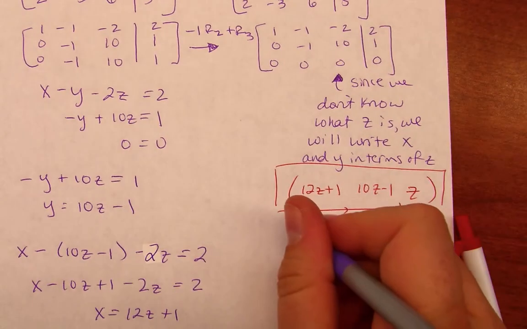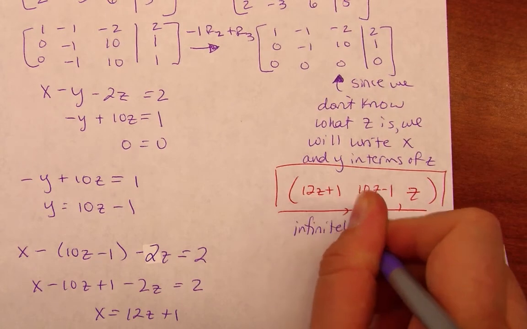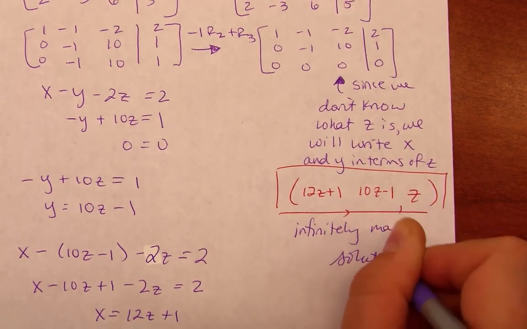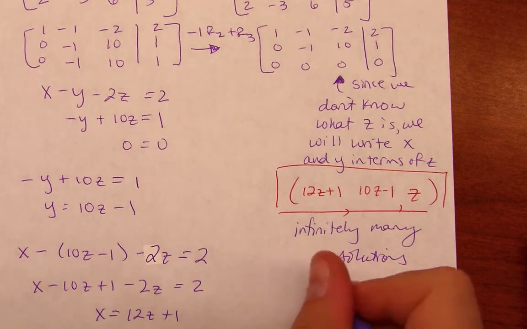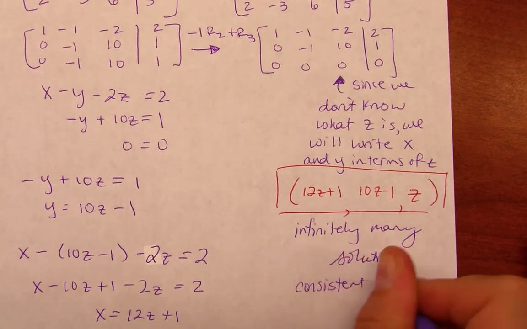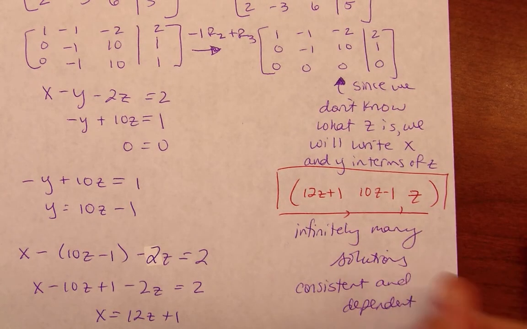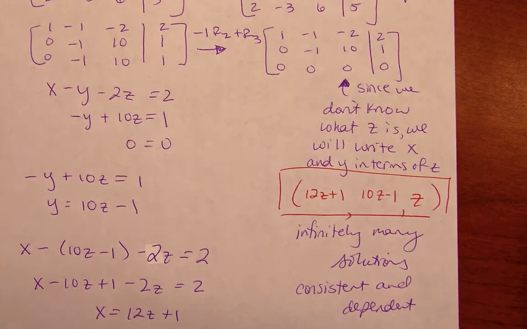And this is infinitely many solutions. If it asked what kind of system, it's consistent and dependent. Okay. And that's the end of section 8-2.